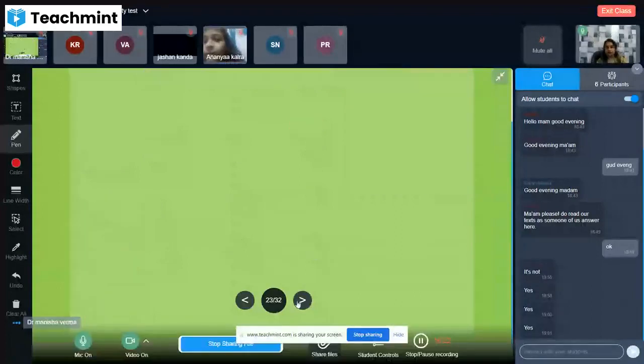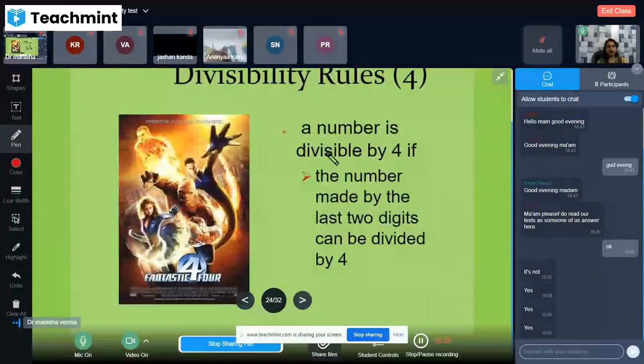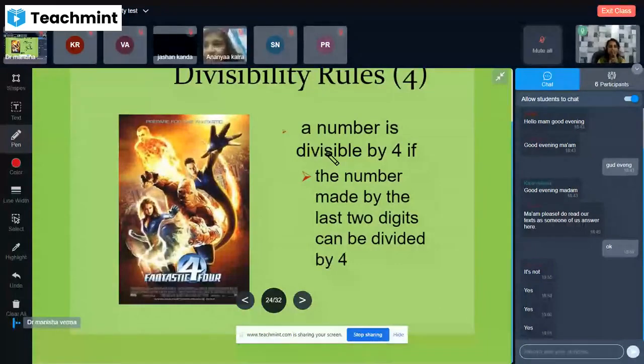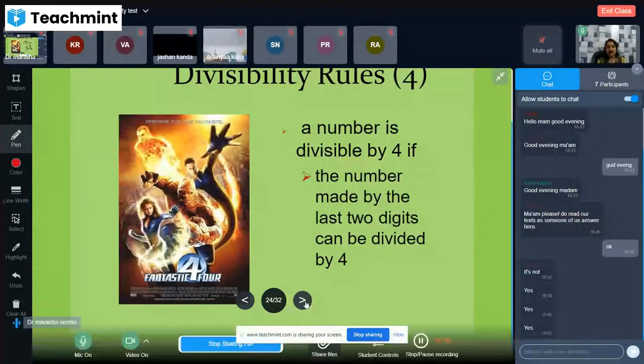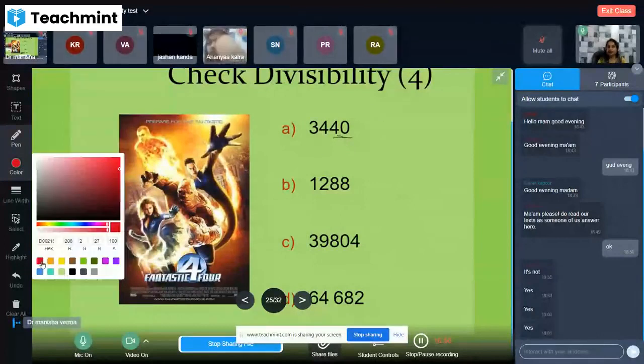Okay. Now we move on to divisibility by 4 and 8. Now what we have to do in 4? We have to check the last 2 digits, right? Remember, in 4 we have to check the last 2 digits. And we will check the last 2 digits and they should be divisible by 4. Okay? They should be divisible by 4.